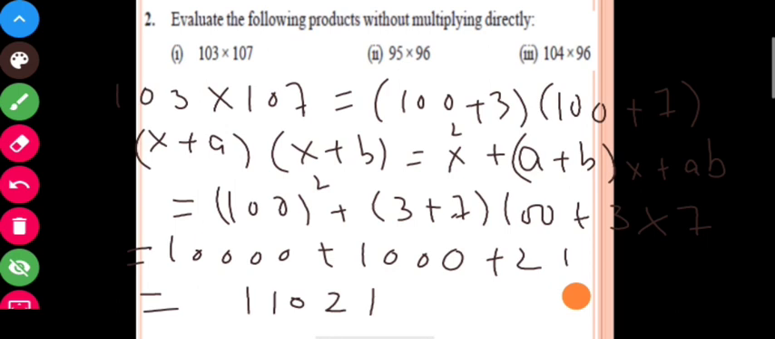I'm telling you again and again, do solve these questions. Okay, you have to solve these questions in your notebook, and after that, if you will come across any problem, you can ask me.